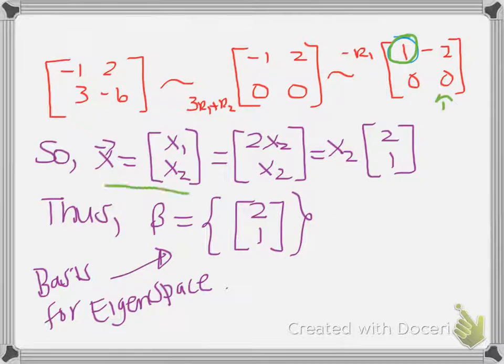And so our x vector, which is x1, x2, those are our weights, equals 2 times x2. That's what x1 is, and then x2 is just x2, or if you want to call it a, you know how we change it, you can do that as well. And so it equals x2 times the vector 2, 1, and so there's our eigenspace, right?